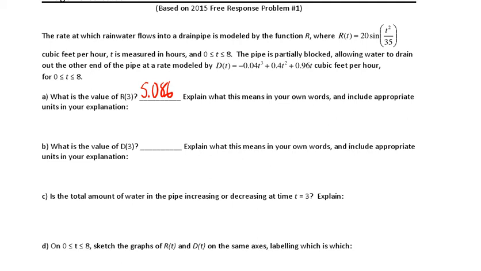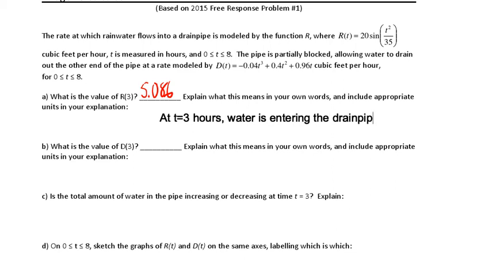Beautiful. All right, and I'm going to show you some stuff in a minute, but let me call on Mark. So what's a good answer for number 3, Mark? Is the total amount of water in the pipe increasing or decreasing at time t equals 3? It's decreasing because the water is flowing out of the pipe at a faster rate than it's entering. Beautiful. It's decreasing.